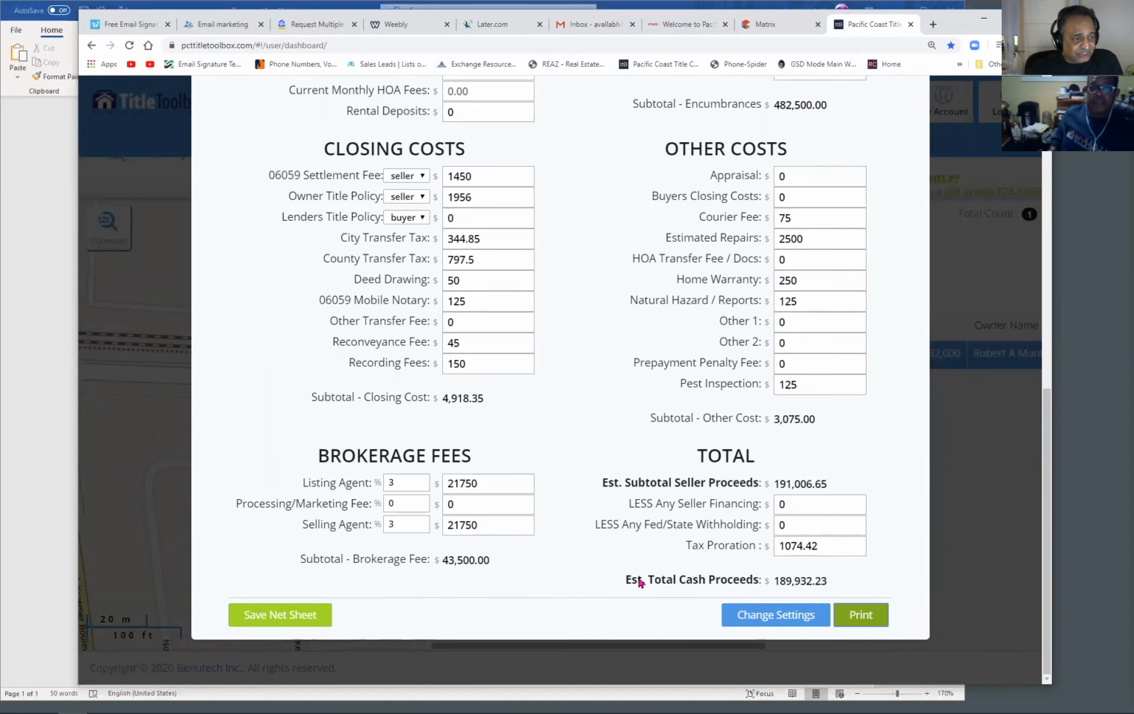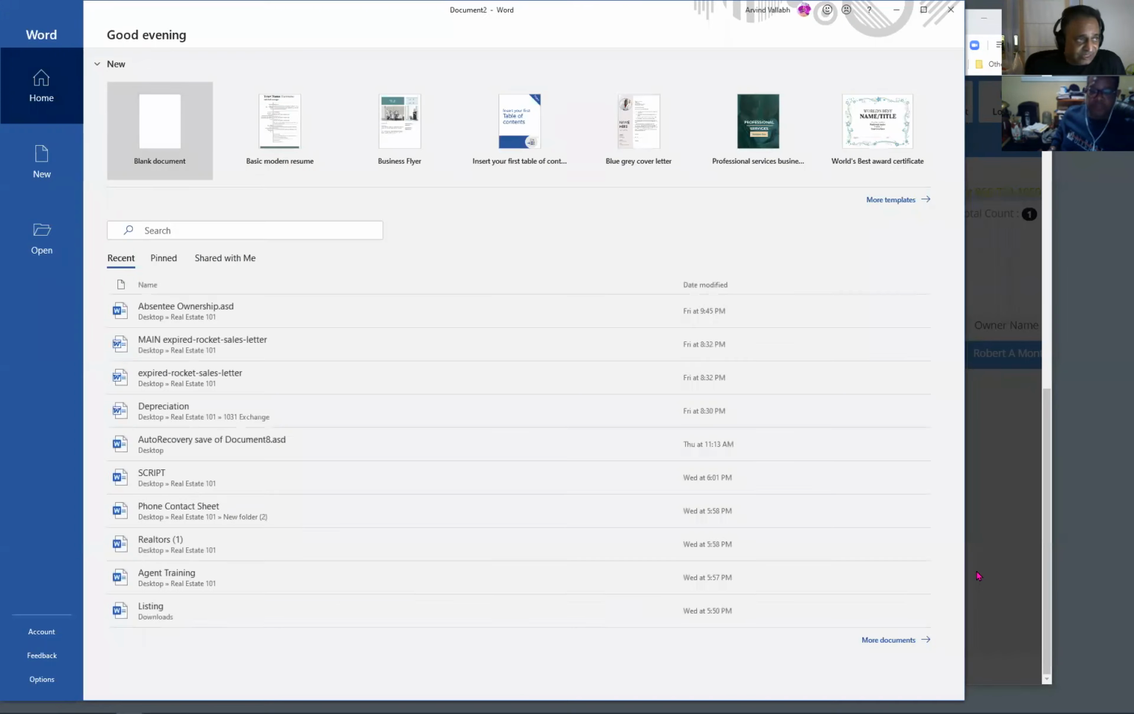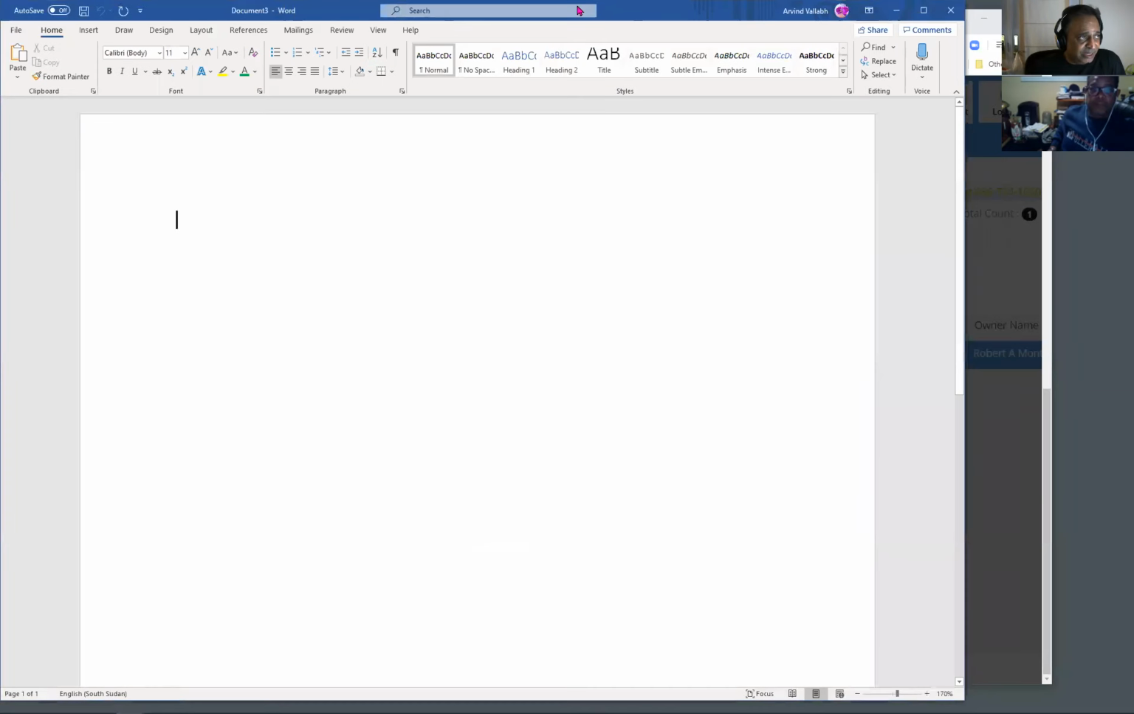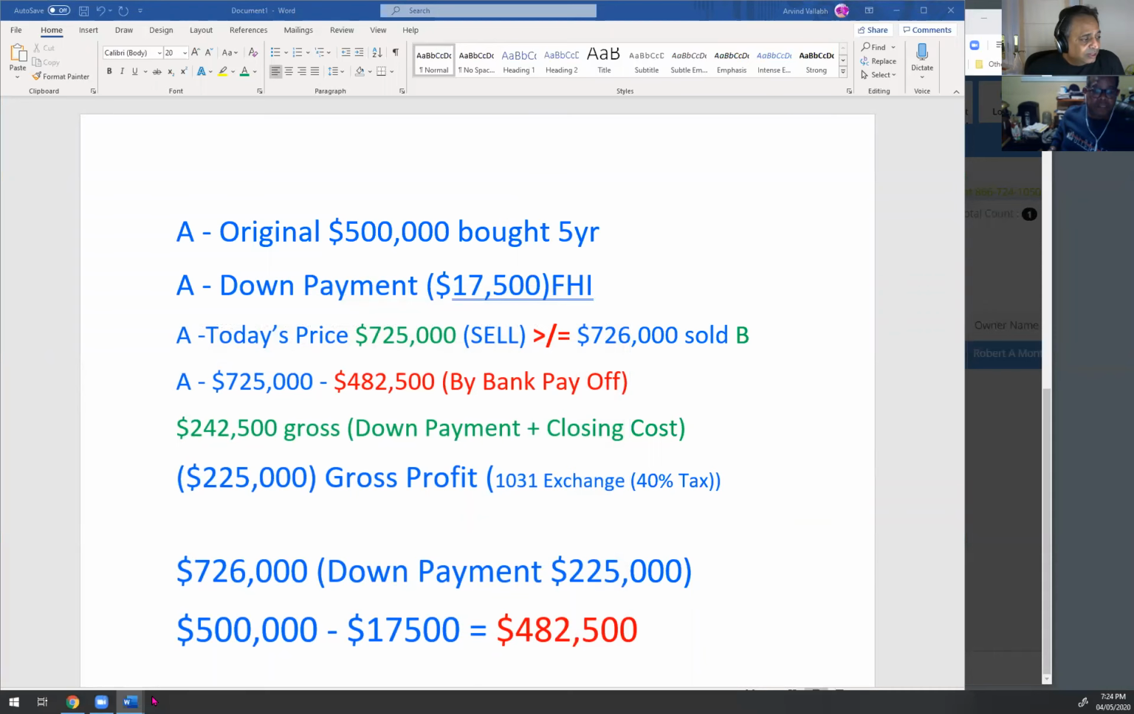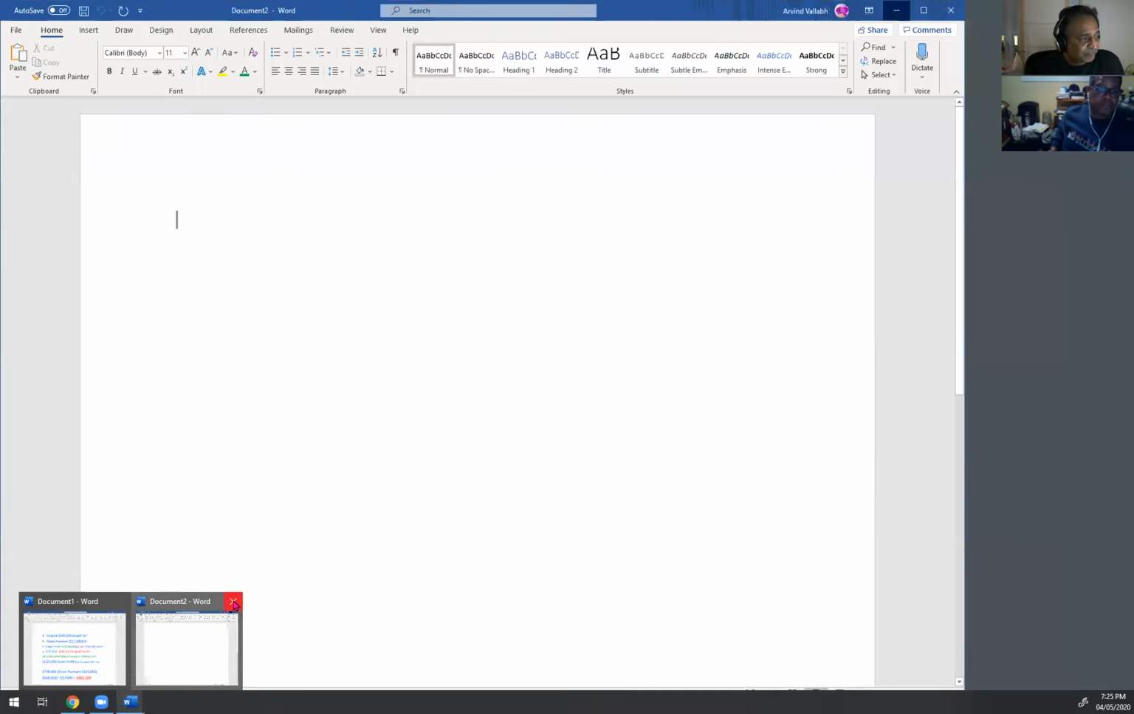So all this is also played, and now you can tell the seller, hey, this is how much you're going to net, and you can take this now to the new property. Now we got better numbers. So this way you have more proof rather than just word of mouth. And this is where I come in. Numbers are very important. So now we got true numbers.